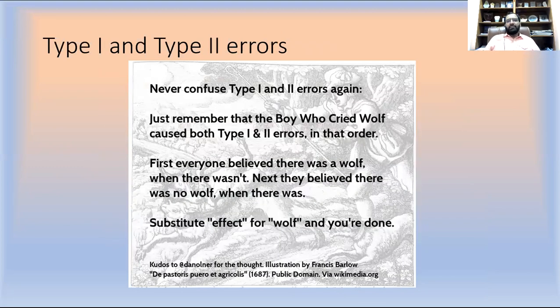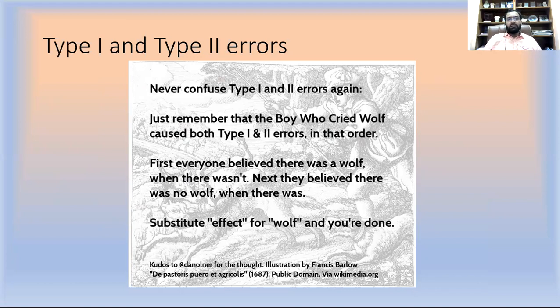So there are various kinds of errors which are related to it. So whenever we do so, we have errors. Those are termed as type 1 and type 2 errors. Just remember the boy who cried wolf, both type 1 and type 2 are in order. That is the example which has been discussed in one of the papers. So first, everyone believed that there was a wolf when there wasn't. So they thought there was a wolf.